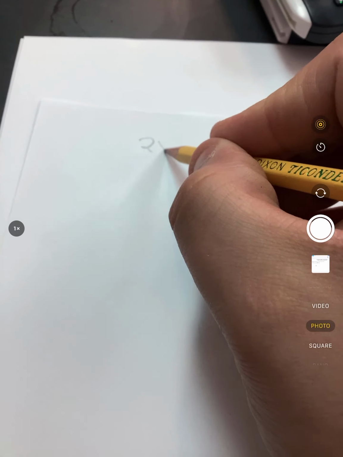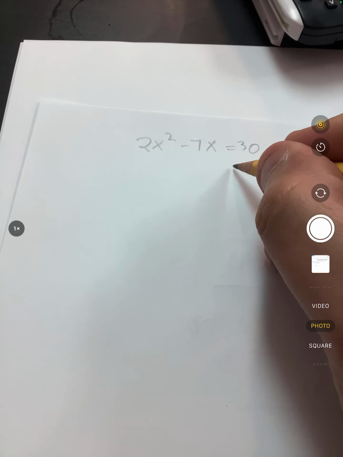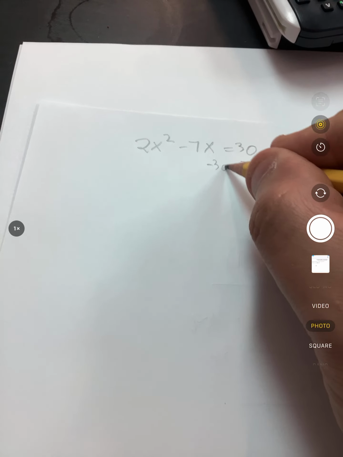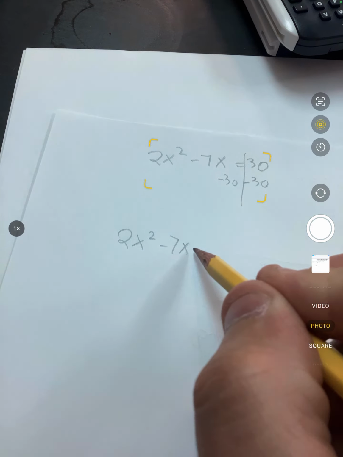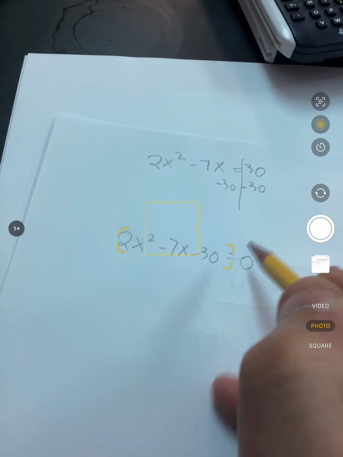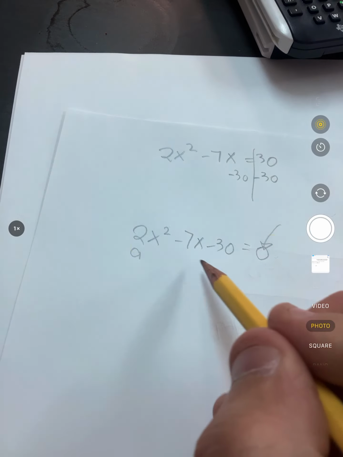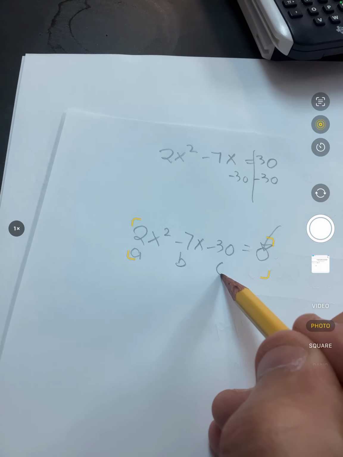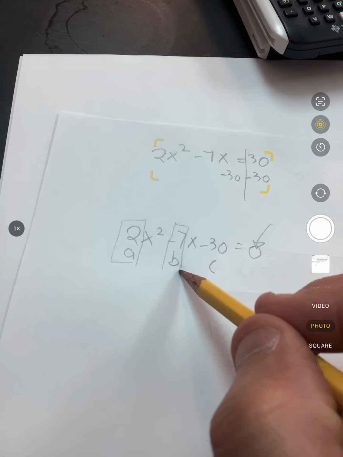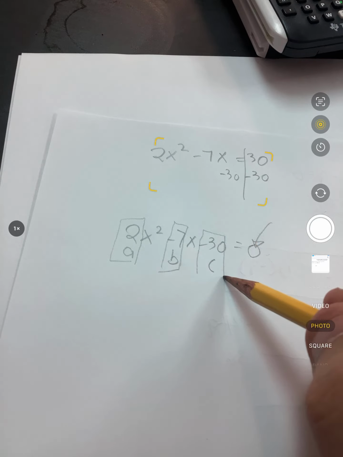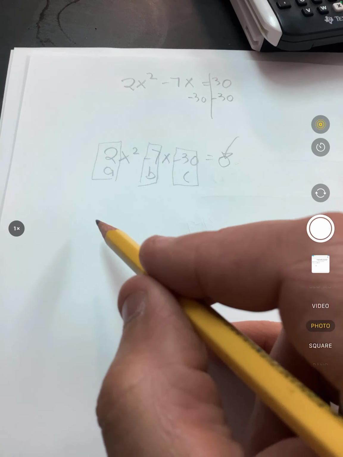So right now the problem is 2x squared minus 7x equals 30. If I subtract 30 on both sides of the equal sign, I get 2x squared minus 7x minus 30 equals 0. Hey, now we can find our zeros. Once again, label it with A, B, and C. A happens to be 2. B happens to be negative 7. And C happens to be negative 30. And we can solve this, no problem.